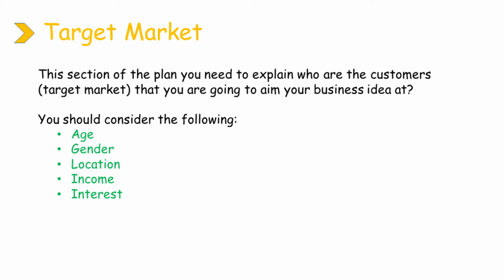Now, you need to think about the age of the person, the gender of the person, the location, so where they live or how far away they live from your business, their income. So are they going to be affluent, for example? That means quite well off. Or are they going to be an average income? Or going to be a low income? So that's where you might want to categorize it.